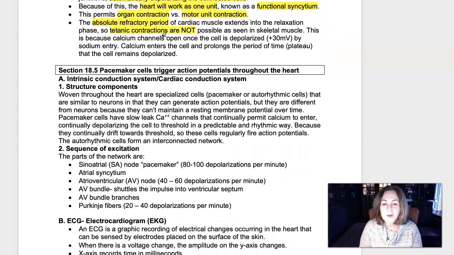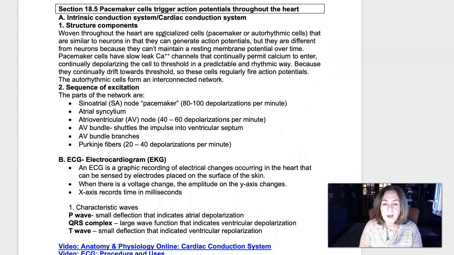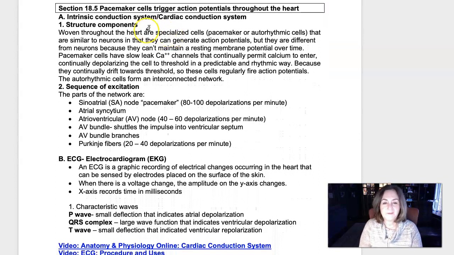Remember, these cells only make up 1% of the heart. They are woven throughout the heart and highly specialized. The pacemaker or autorhythmic cells are similar to neurons in that they can generate action potentials, but they're different from neurons in that they can't maintain a resting membrane potential over time.